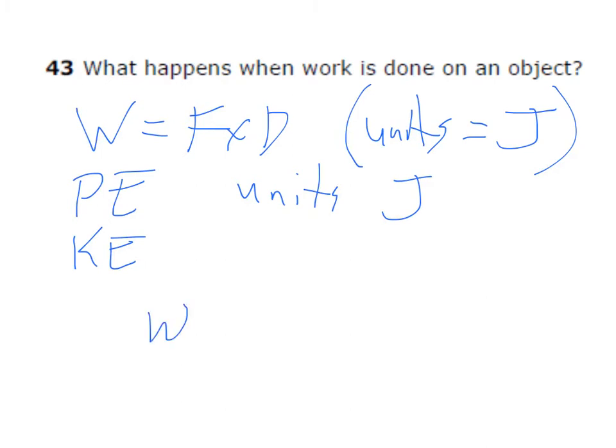If the work that we do against gravity is equal to mgh, and potential energy is also equal to mgh, we can see that when we do work against gravity, we increase potential energy. Likewise, if we do work on an object where we cause it to speed up, we change its kinetic energy. And in other cases that we'll learn about later, when we do work and cause friction or cause heat, we're also transferring energy.